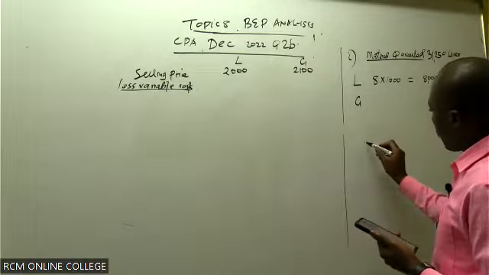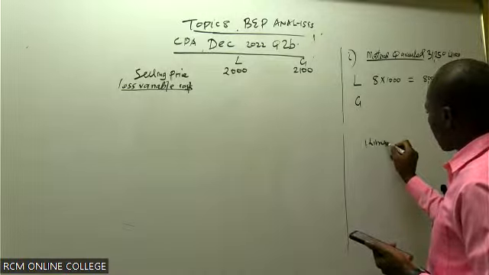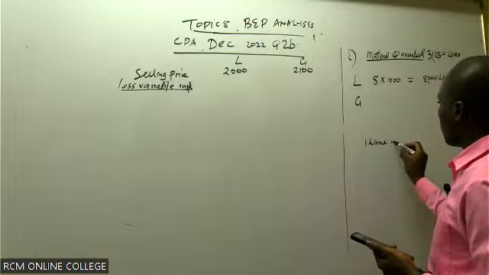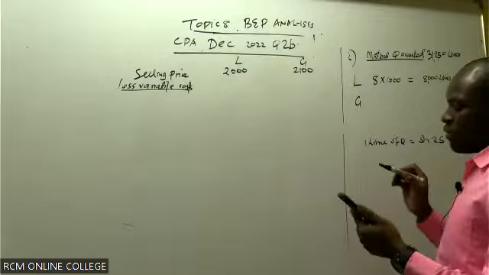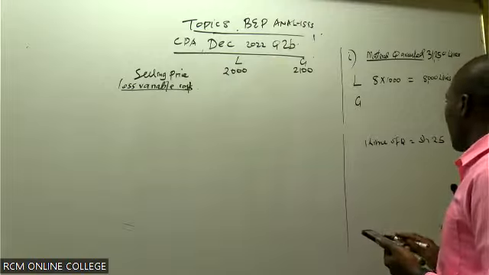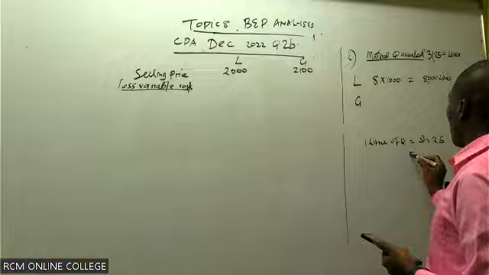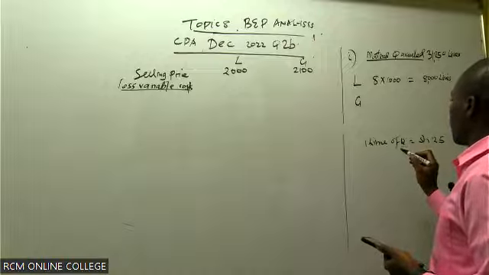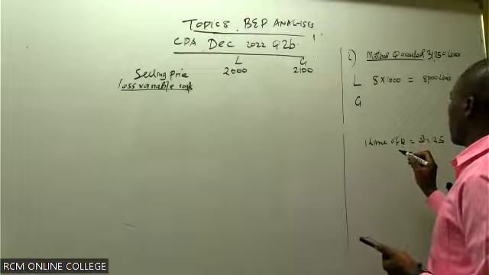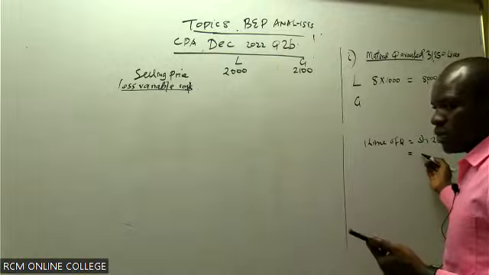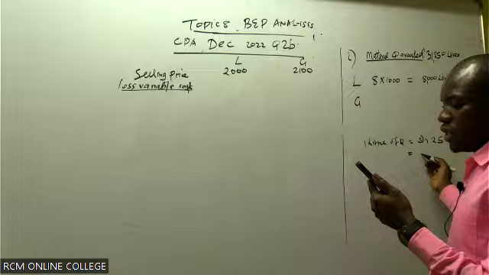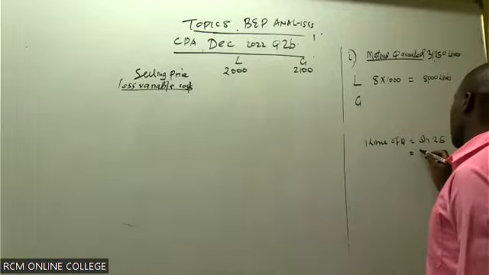The cost of 1 liter of Q is equal to shillings 25. It has not changed. We have been given the same, but for them to produce 1 unit of G, how much did they spend? For them to produce 1 unit of G, they spent 250 shillings.